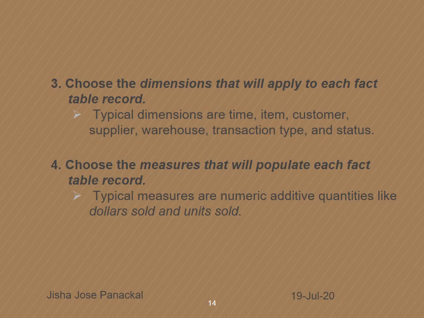The fourth step is to choose the measures that will populate each fact table record. We have to select the measures that have to be represented in a fact table. Typical measures are numeric additive quantities like dollars sold and units sold. We have seen an example for dollars sold, or the total sales that happened in a particular country, in a particular time period, and for a particular item.